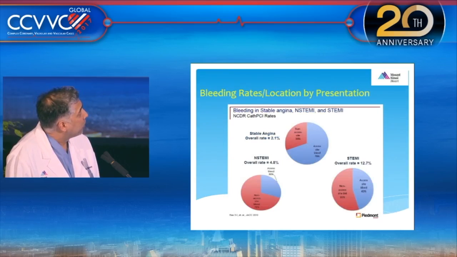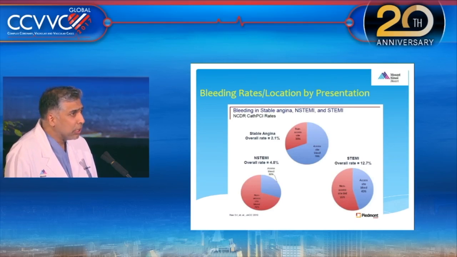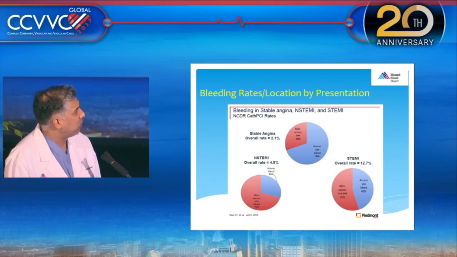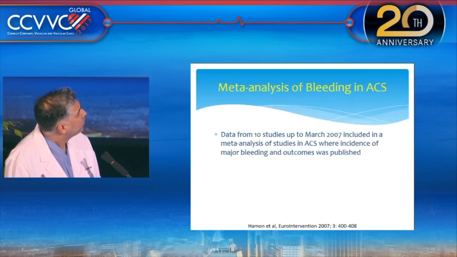This is bleeding from the NCDR, multiple millions of patients analyzed here, different presentations: stable, non-STEMI, and STEMIs. All patients bleed. The more acute the presentation, the more likely the bleeding. The blue and red represent access site and non-access site bleeding. You can see access site bleeding is important in all three groups.